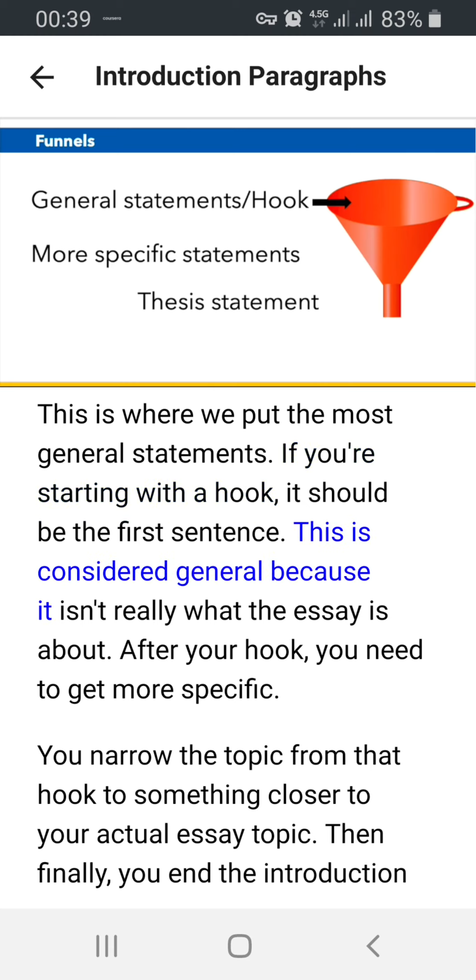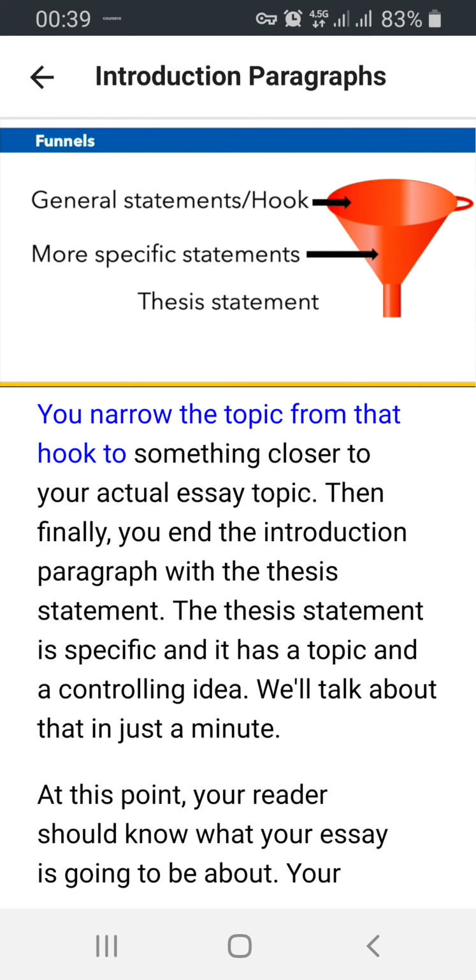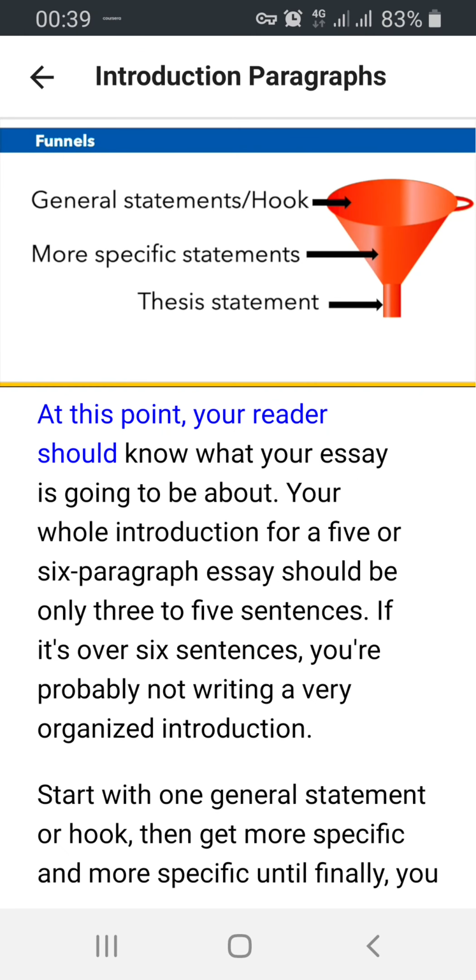This is considered general because it isn't really what the essay is about. After your hook, you need to get more specific. You narrow the topic from that hook to something closer to your actual essay topic. Then finally, you end the introduction paragraph with the thesis statement. The thesis statement is specific and it has a topic and a controlling idea. We'll talk about that in just a minute. At this point, your reader should know what your essay is going to be about.